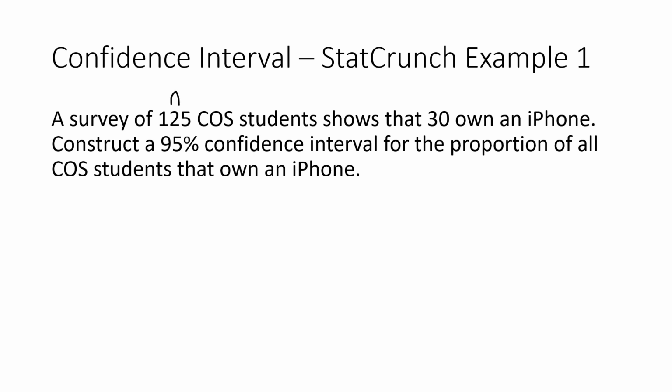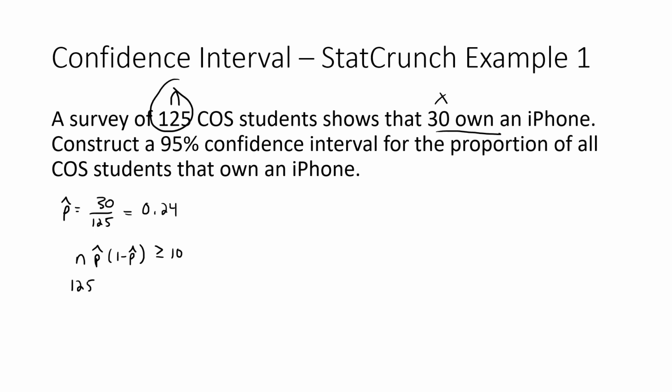125, that's our sample size N. 30 of those own an iPhone, that's X. So p-hat is 30 divided by 125. And to check the conditions, I need a decimal for that. That is 0.24. The first condition is N times p-hat times 1 minus p-hat has to be greater than or equal to 10.